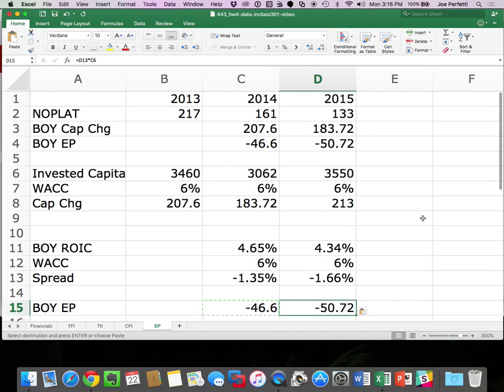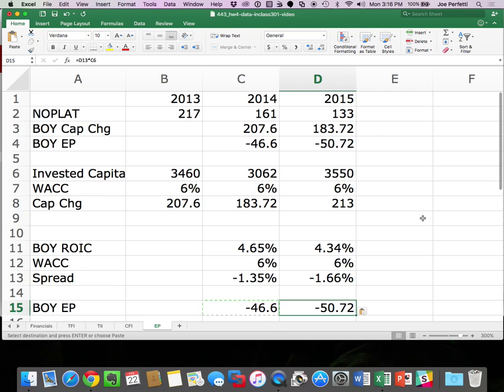So in 2014, the business destroyed value. How much value did it destroy? It destroyed $46.6 million. In 2015, it destroyed value, $50.72 million. Why did it destroy value? Because the ROIC in 2014 was 4.65% against a cost of capital of 6. Why did it destroy value in 2015? Because the ROIC was 4.34% against a cost of capital of 6. That negative spread led to the destruction of value.